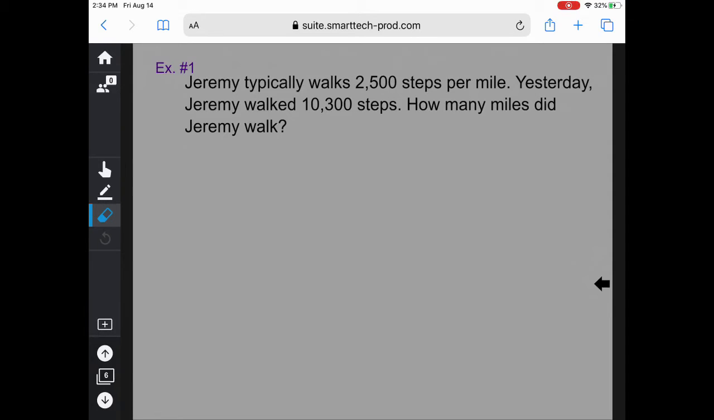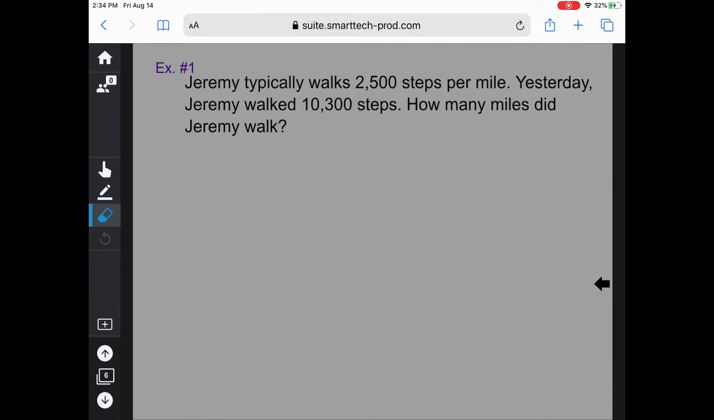Jeremy typically walks 2,500 steps per mile. So for every mile, he goes 2,500 steps. Yesterday, Jeremy walked 10,300 steps. How many miles did Jeremy walk?